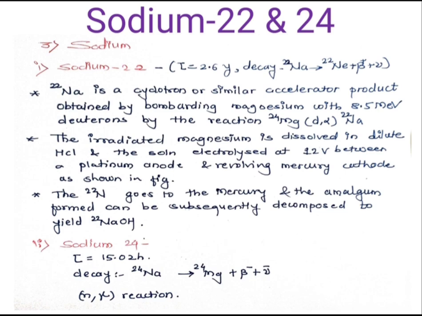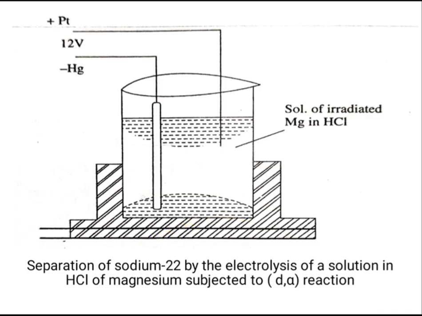And the irradiated magnesium is dissolved in dilute HCl and the solution electrolyzed at 12 volt between a platinum anode and the revolving mercury cathode. So this is shown in this diagram. You can see here.